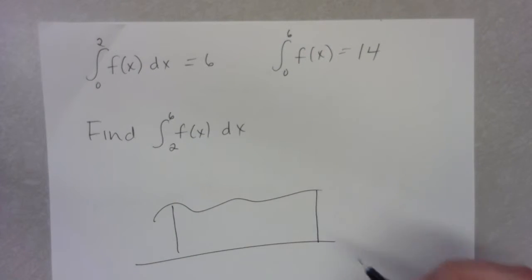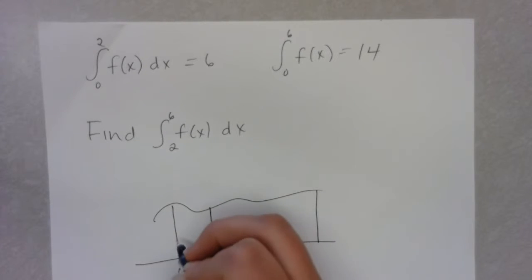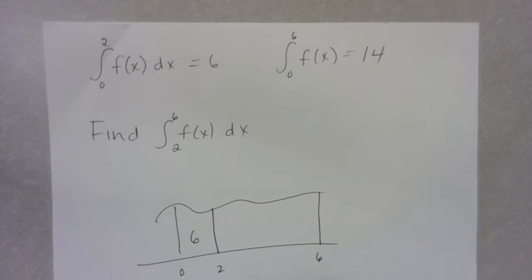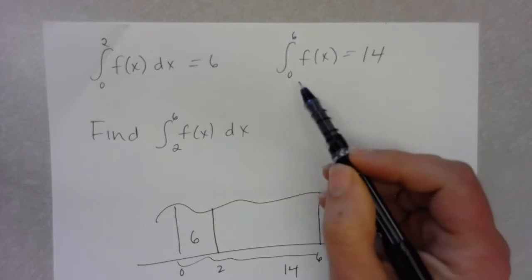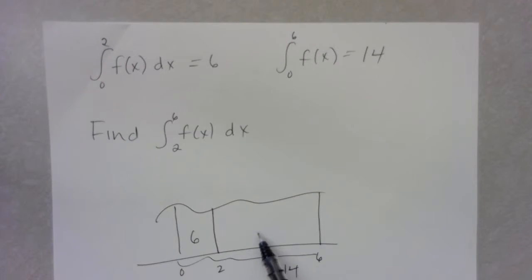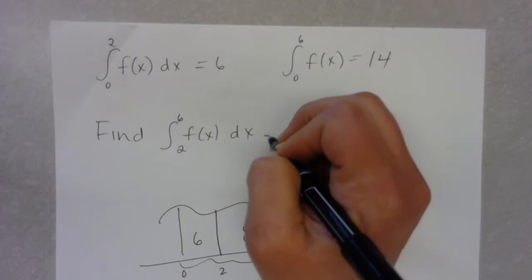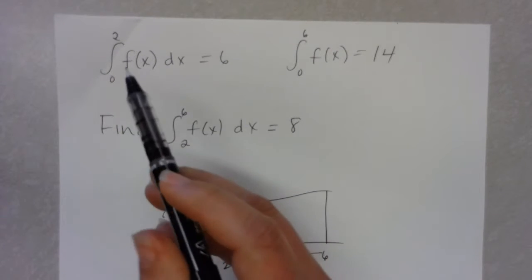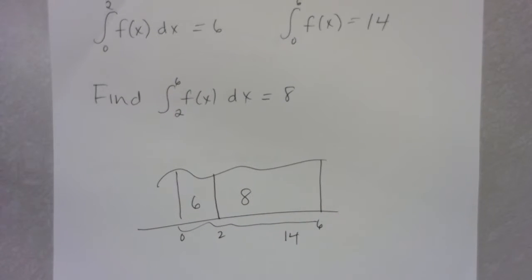Okay, so we can think of it like, if you think area under the curve, we know that from 0 to 2, if this is my 0 and this is 2, this is 6. And then if this is 6 out here, and I know this whole thing here is 14, because that's what this 0 to 6 says, then what does this have to be? Well, in order for this to be 14 altogether, this must be 8. So this is equal to 8. Sometimes it's a little confusing when you look at the numbers, but if you think of it pictorially, it's a little bit more straightforward.